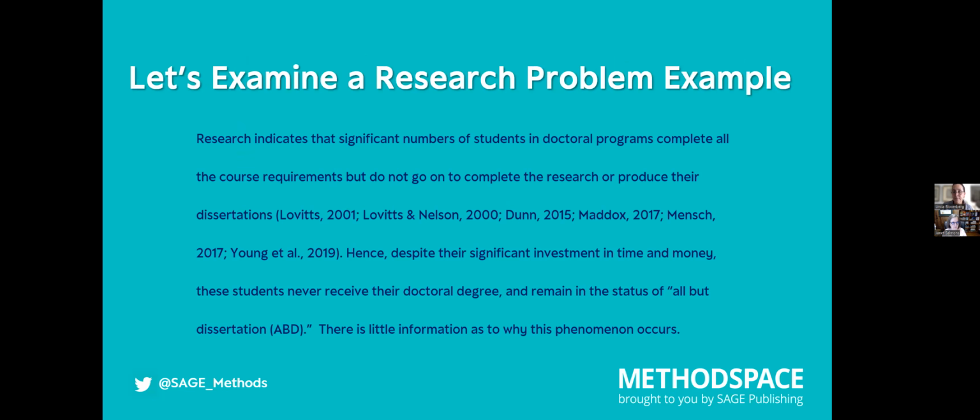In the last presentation that we provided, we gave you a particular research problem. That research problem was that research indicates that there is a significant number of students in doctoral programs who complete all of their coursework, but do not go on to complete their research and produce a dissertation. So despite a large investment in time and money, these students never receive their doctoral degree, and they remain in the status of all but dissertation, or what we know as ABD.